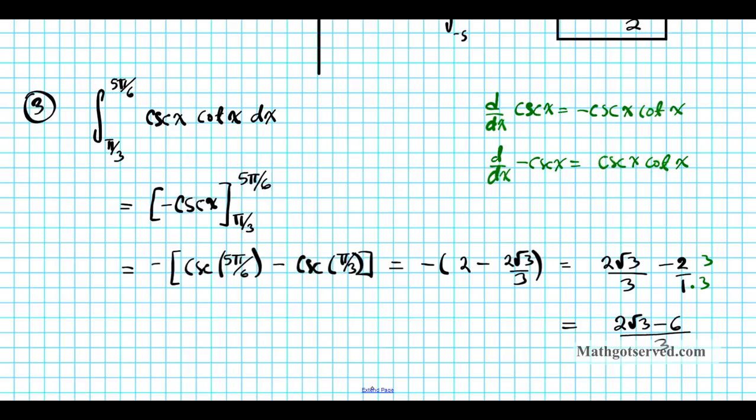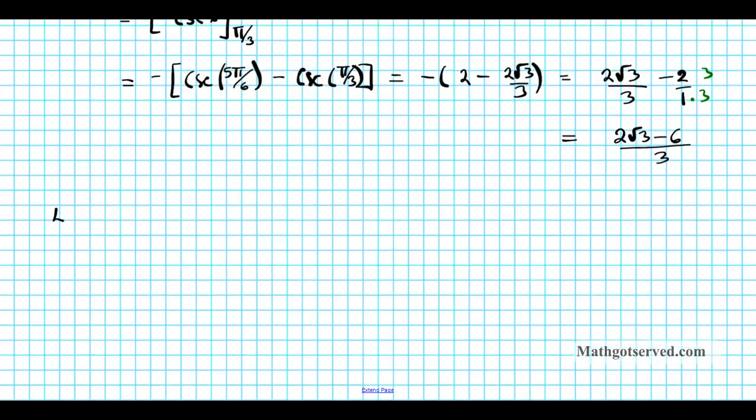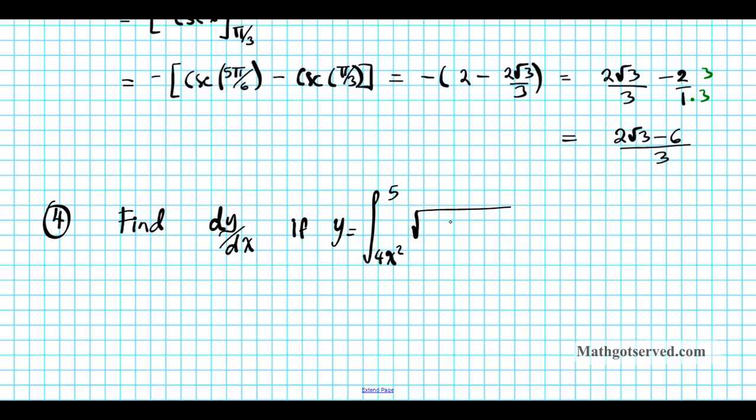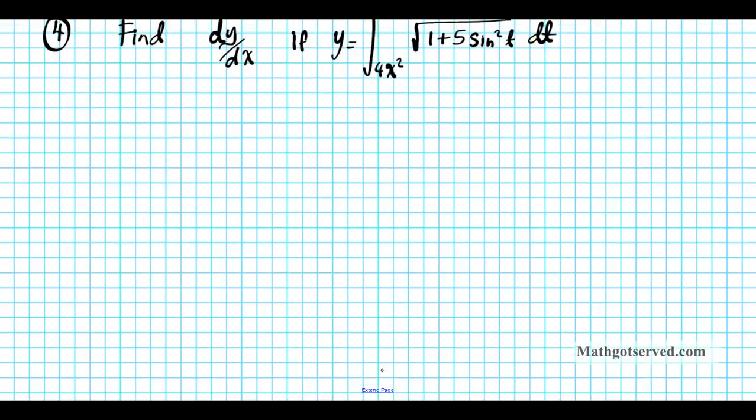All right, let's shift our attention to question number 4. Question 4, we're to find dy dx. If y is equal to the integral from 4x squared to 5 of the square root of 1 plus 5 sine squared t dt. Okay, so this is a FTC part 1 that we're going to be using here.